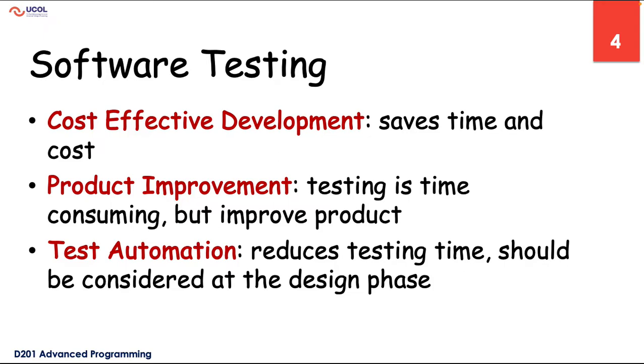Test automation, of course, if we can do some testing automatically, that will help us reduce the development time. But when we say test automation, it means we need to consider that testing at the design level. So when we are designing the software, we need to consider what kind of tests we need to apply. And if we test individual components before we test the complete system, it will make that software development more reliable and more efficient.